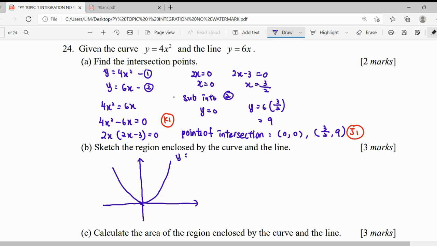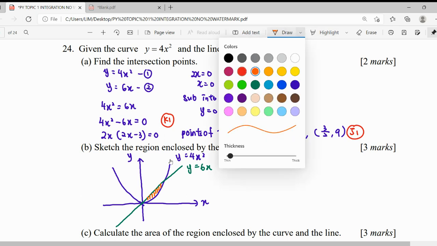So this is our y equals 4x squared, the x-axis, the y-axis, and then the line. This line also passes through the origin. When x is 0, y is also 0. It has a positive gradient because you can see the coefficient of x here is positive 6, so it goes up. The region bounded by the curve and the line will be in the place here. So we shade this region.